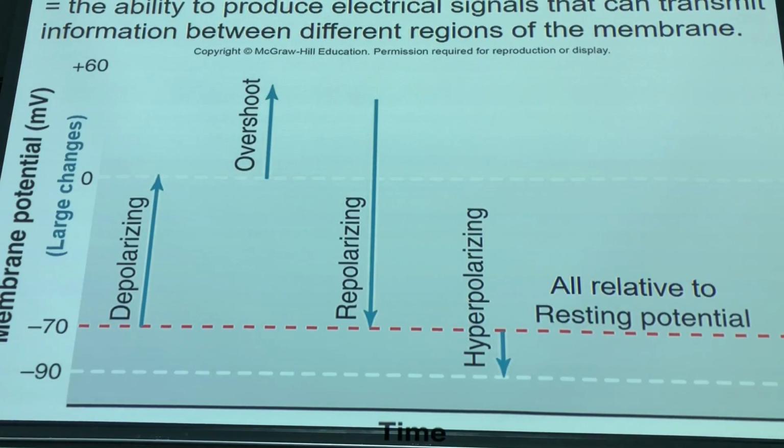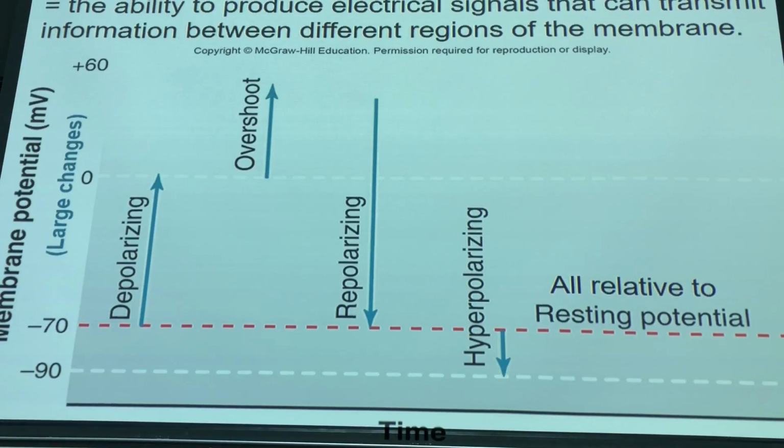So this obviously is a definition, so this could be on that first part, and all you gotta do is commit it to memory, okay? It's the ability to produce electrical signals that can transmit information between different regions of the membrane. That sounds pretty easy to understand.